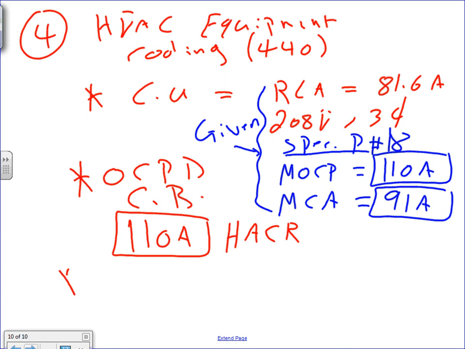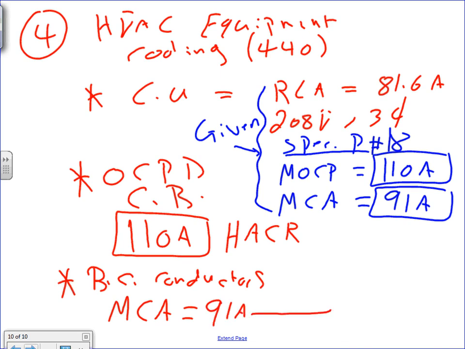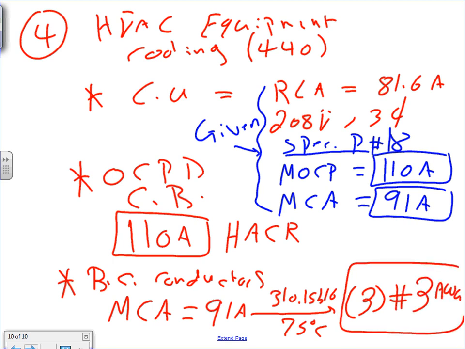Then the branch circuit conductors. For branch circuit conductors, you don't multiply by anything. You take the minimum circuit ampacity, which is 91 amps, to Table 310.15(B)(16) under the 75 degree column. Chris, would you please give me the conductor size? Number three. How many? Three phase, so I have three conductors, number three, plus A, W, and G. All THHN, we're indoor.